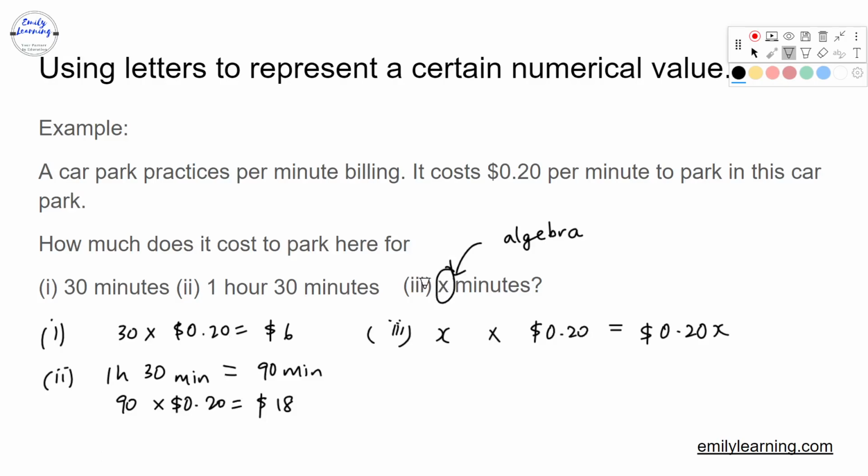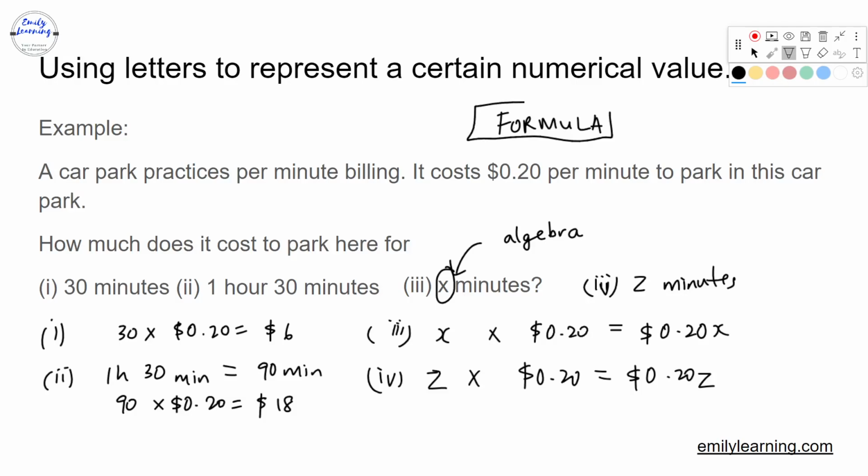If we know the number of minutes, we'll just take the number of minutes times the cost per minute. So even if it is X minutes or even if it is Z minutes, in part 4, it will similarly still be this alphabet that we use to represent the time taken, times 0.20. So algebra sometimes allows us to write a formula.